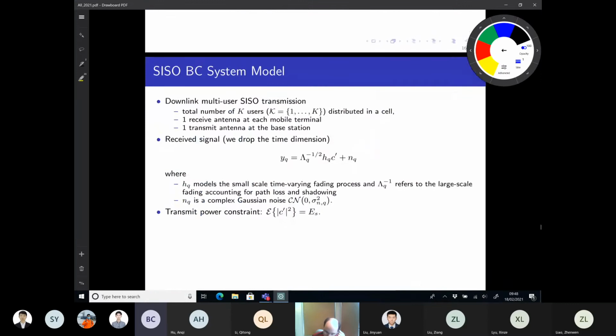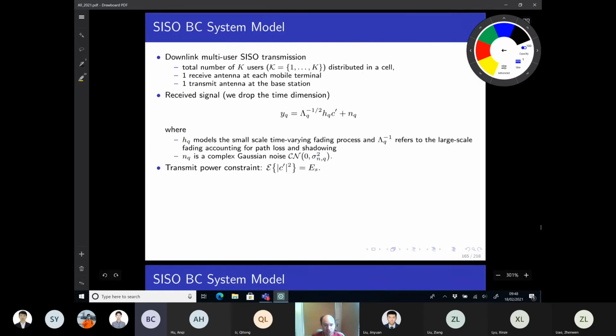So let's now look at the downlink. Now I still have a single antenna system, but I have one transmitter and multiple receivers, multiple users. So I have one transmitter with one antenna that wants to deliver multiple messages to multiple users, one message per user.